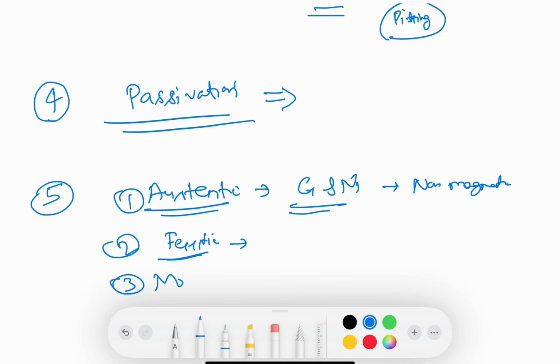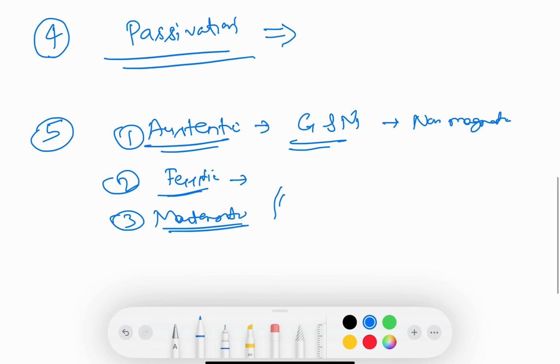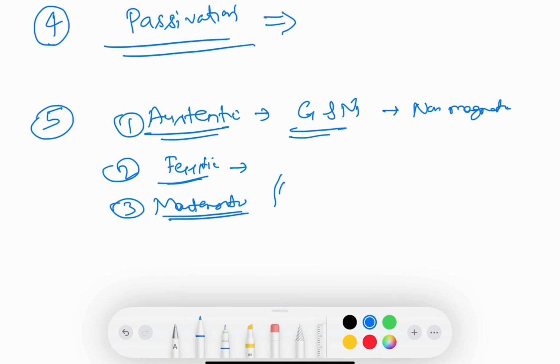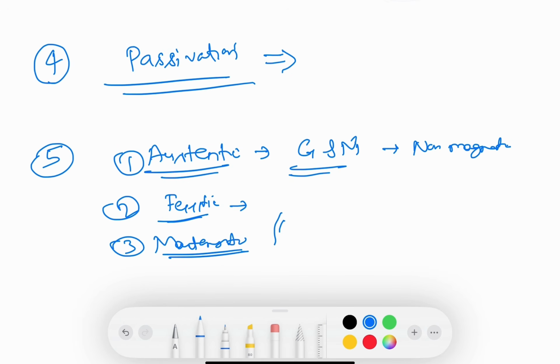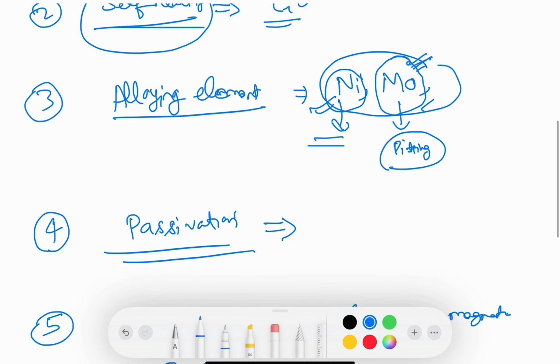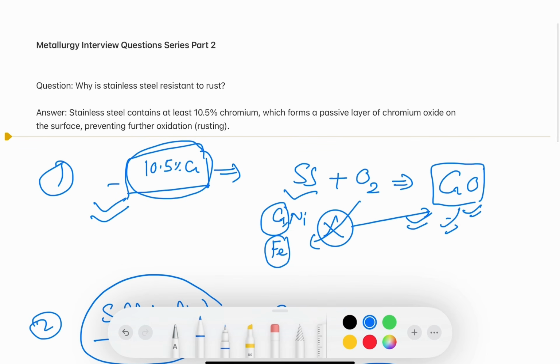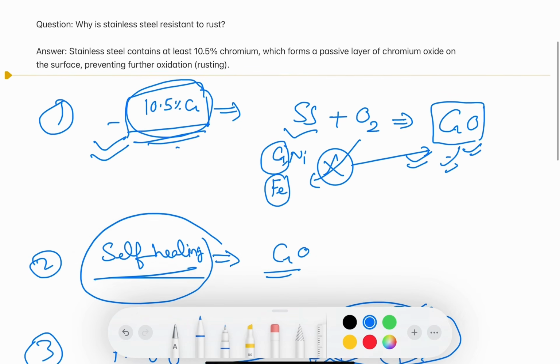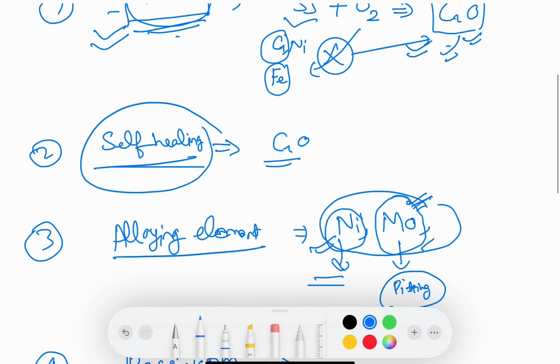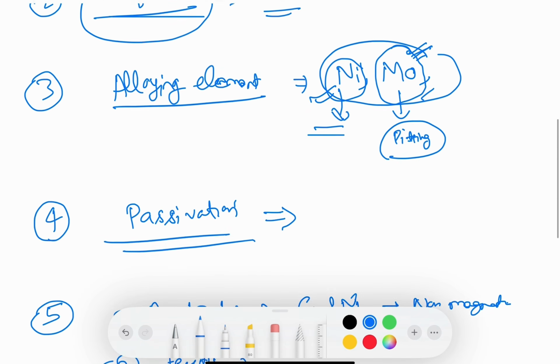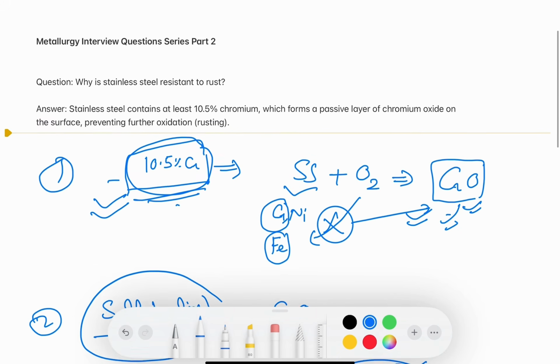The third one is martensitic stainless steel. Then you have others like precipitation hardened stainless steel, and duplex stainless steel. So it also depends on which type of stainless steel you are working with, because the chromium and nickel content are different in different types. But the main reason why stainless steel resists rust is the minimum amount of chromium. It forms the passive layer of chromium oxide on the surface and further prevents oxidation. The others I just told you, self-healing, alloying elements, and maybe passivation, are the other responses.